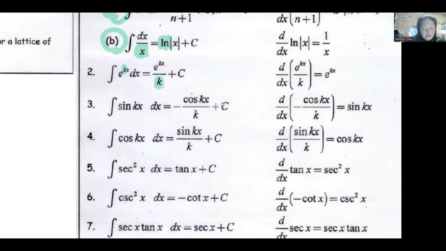Same thing with your trig functions. If you have a coefficient in front of your x's, here in sine and cosine, as an antiderivative, it's going to come out as a reciprocal. It's going to go down on the bottom like so. Okay, so just a reminder of some things like this.